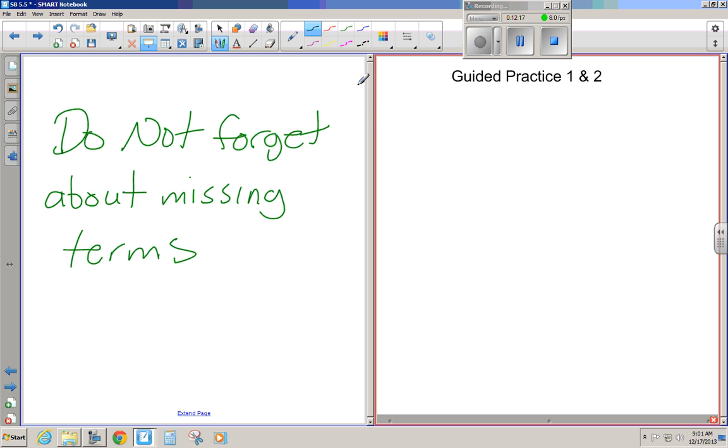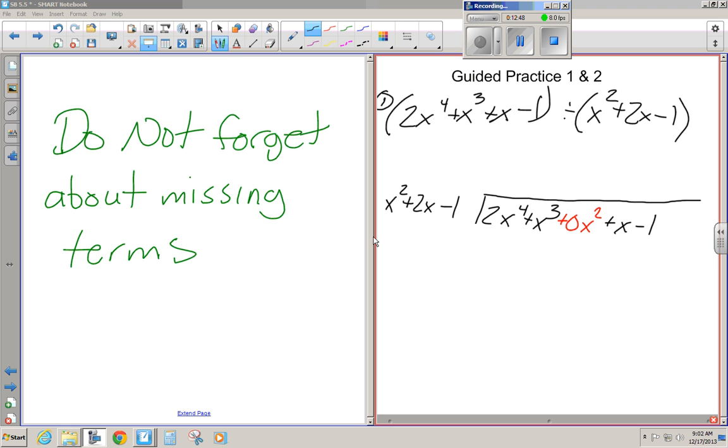So guided practice number 1 says you take 2x to the 4th plus x cubed plus x minus 1. And you're going to divide by... all right. So pause the video and set up this problem. All right, so now you should have this set up.